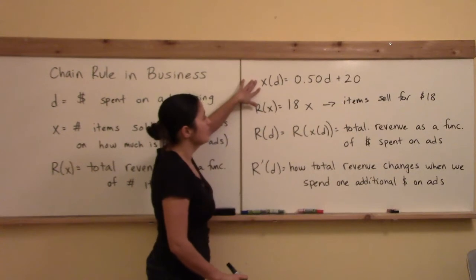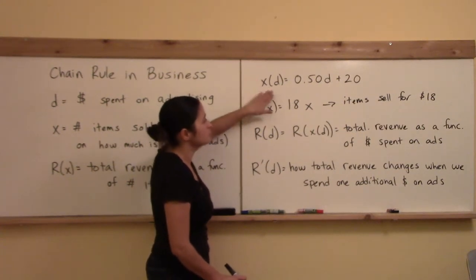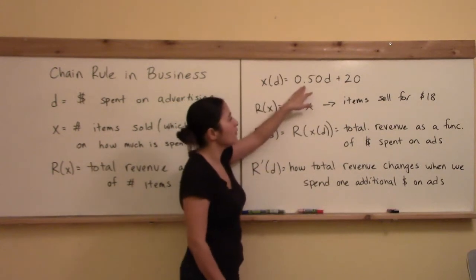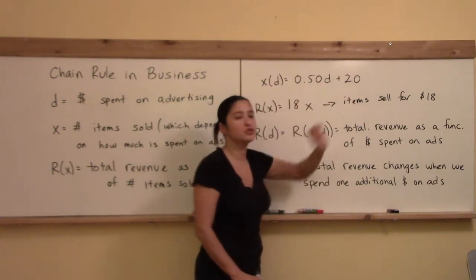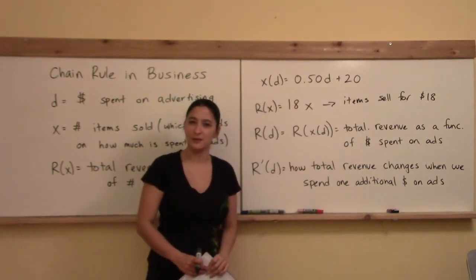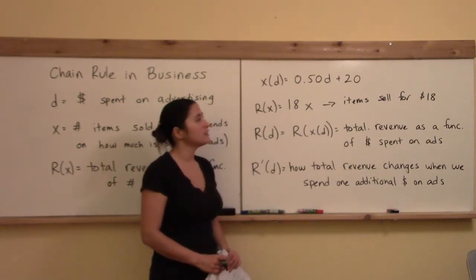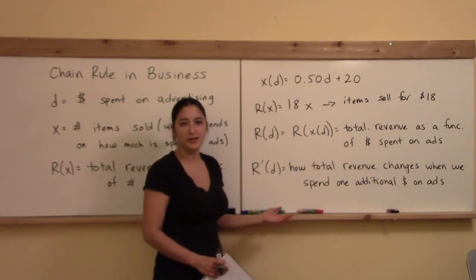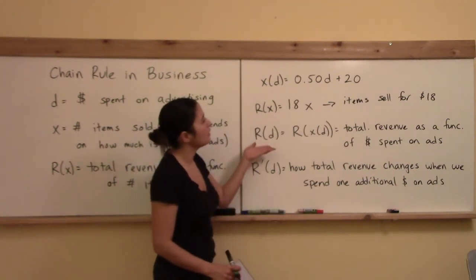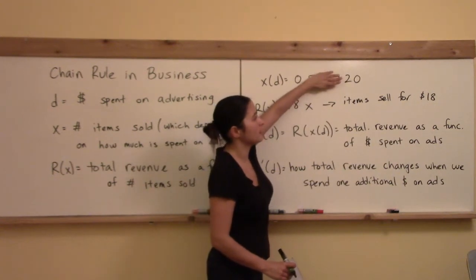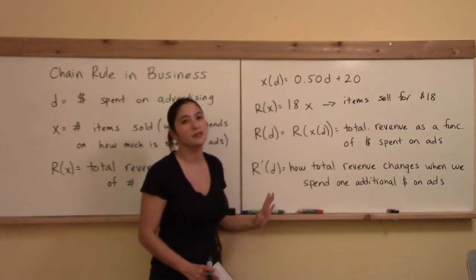But now let's say that the number of items we sell depends on advertising dollars in the following manner. It's equal to 0.5D plus 20. Can you interpret those numbers for me? Let's start with the 20. What does 20 mean? 20 is actually the y-intercept on that line, which is to say that if we spend $0 on advertising right here, we'll sell 20 items.